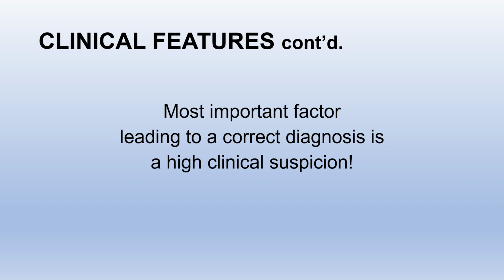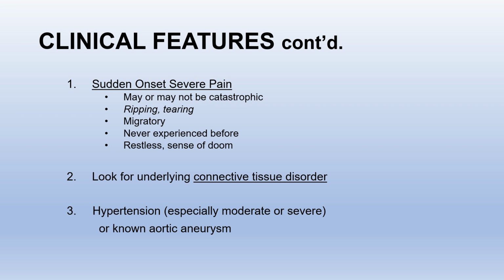Most important factor leading to correct diagnosis is high clinical suspicion. Sudden onset of severe pain may or may not be catastrophic. Ripping, tearing, migratory, never experienced before. Restless sense of doom. Look for underlying connective tissue disorder, hypertension, especially moderate to severe, or known aortic aneurysm.